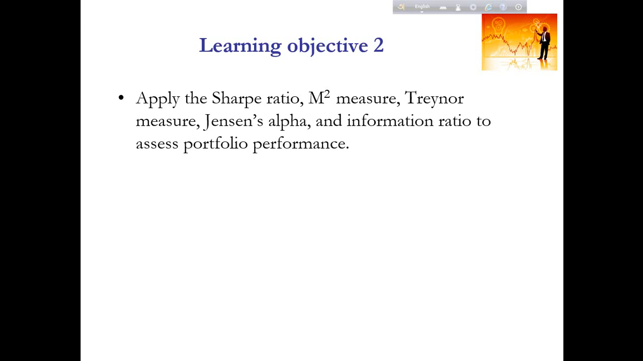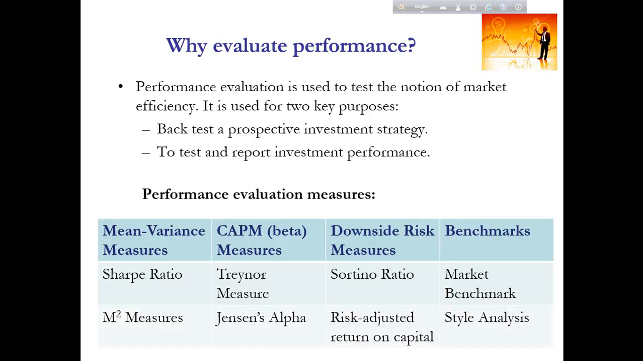There are a range of different measures of portfolio evaluation that are used to determine the success or otherwise of an investment. In this learning objective, we are going to look at the application of the Sharpe ratio, M-squared measure, Treynor ratio, Jensen's alpha, and the information ratio as measures of portfolio performance.